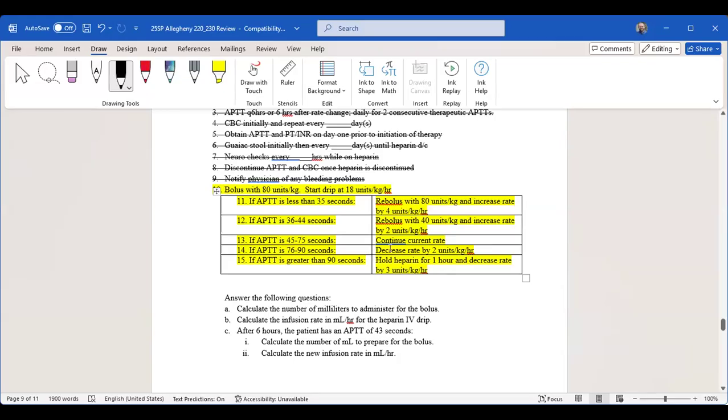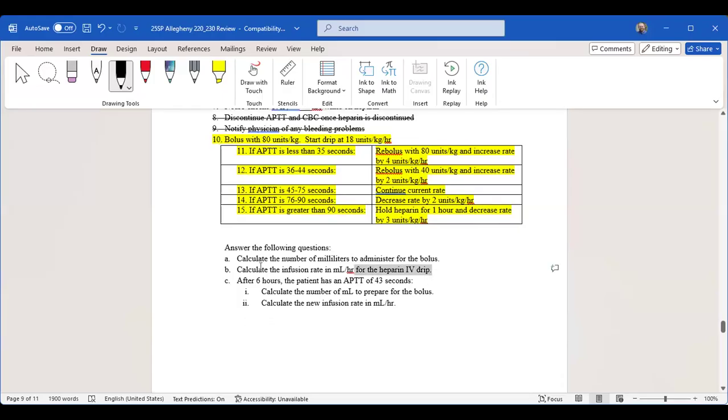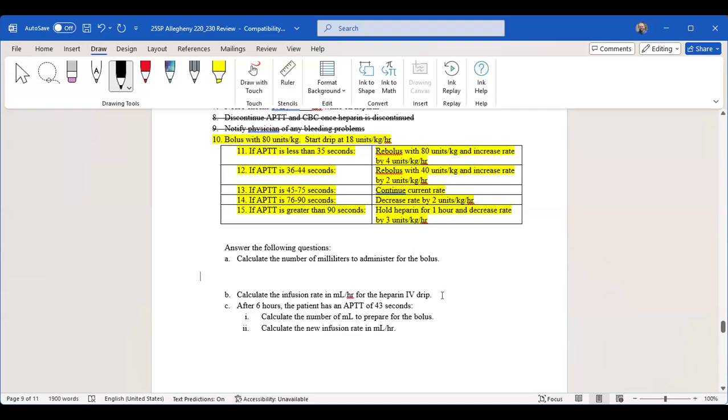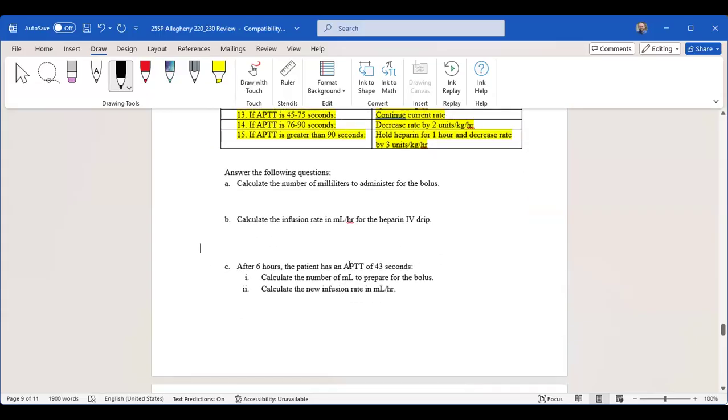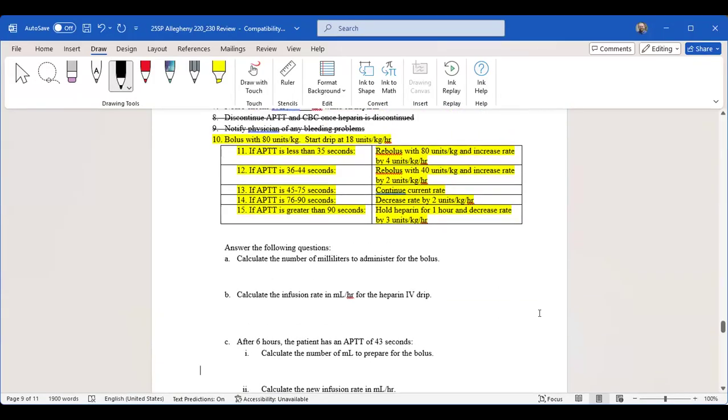Okay. So we're going to work through these first two steps here, A and B, and then we'll come back and do number 6, or after the 6 hours. So what I'm going to do is open this up to calculate the bolus, open this up to calculate the infusion, and then we'll come back to this in just a second. Okay, I think I have enough room there.